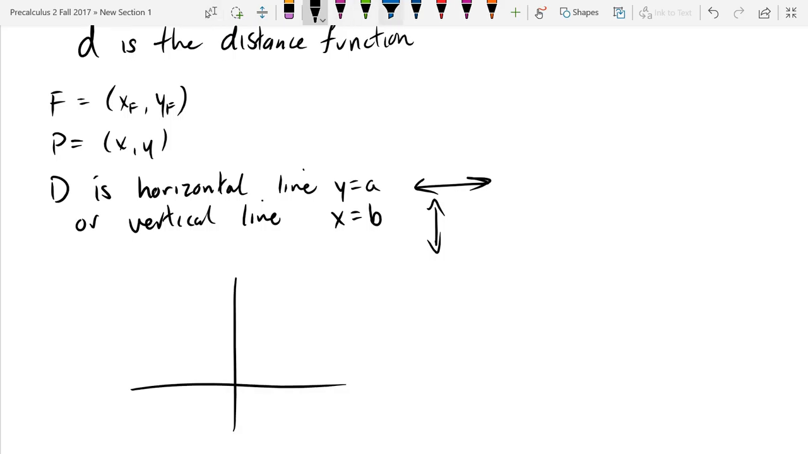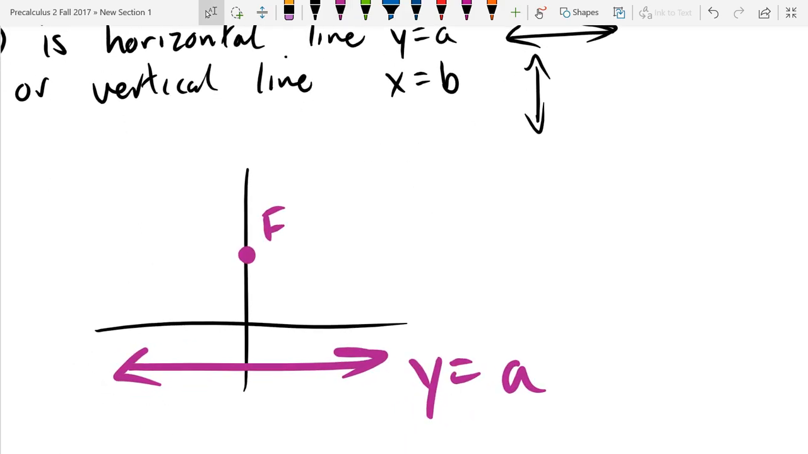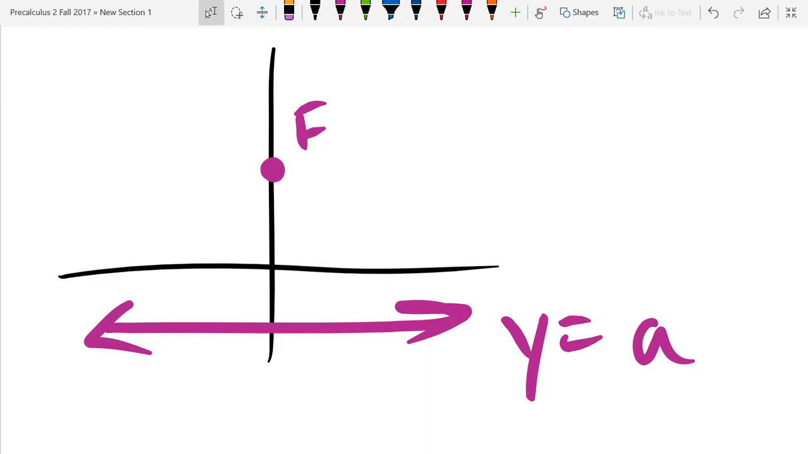So let's say we have a horizontal line, y equals a, and we have a focus. I'm going to put the focus right here on the y-axis. All right, let's do our best to draw some points that have the same distance from F to the directrix. So what is one easy point whose distance to the focus is the same as the distance to the line?